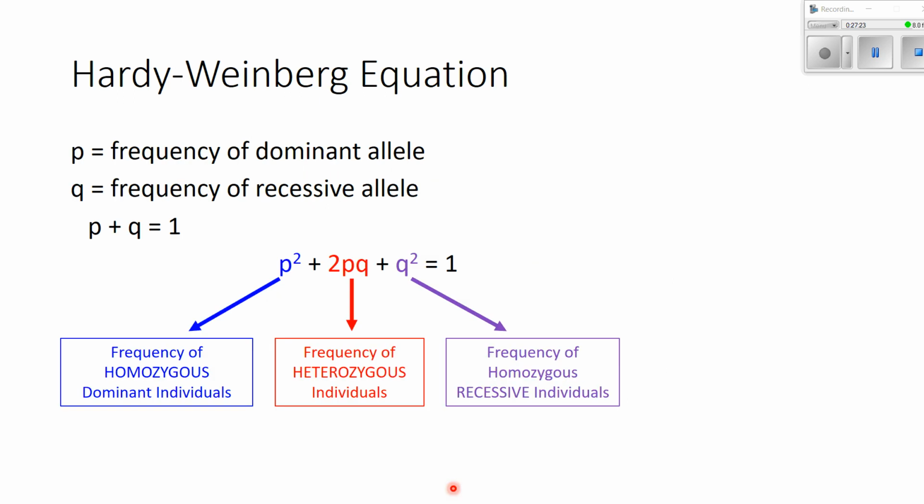Okay, always good to remember, P squared is the frequency of homozygous dominant individuals. 2 times P times Q is the frequency of heterozygous individuals. Q squared is the frequency of homozygous recessive individuals. But if they're talking about genes, if they're talking about alleles, that's not going to be anything squared. That's just going to be a flat P or Q. So you have to sort of think about how the question is worded.